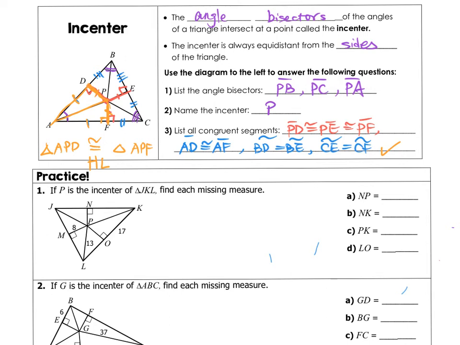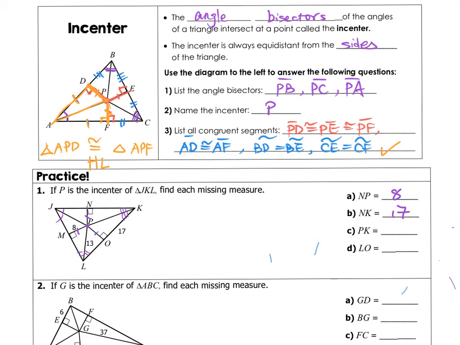Example 1: if P is the incenter, that means this and this must be congruent already, right? And also these are angle bisectors. So let's see. We're looking for MP. MP has to be 8 because it's the same distance, the same length as MP. NK. Where's NK? NK has to be congruent to OK, so it's 17. And PK.